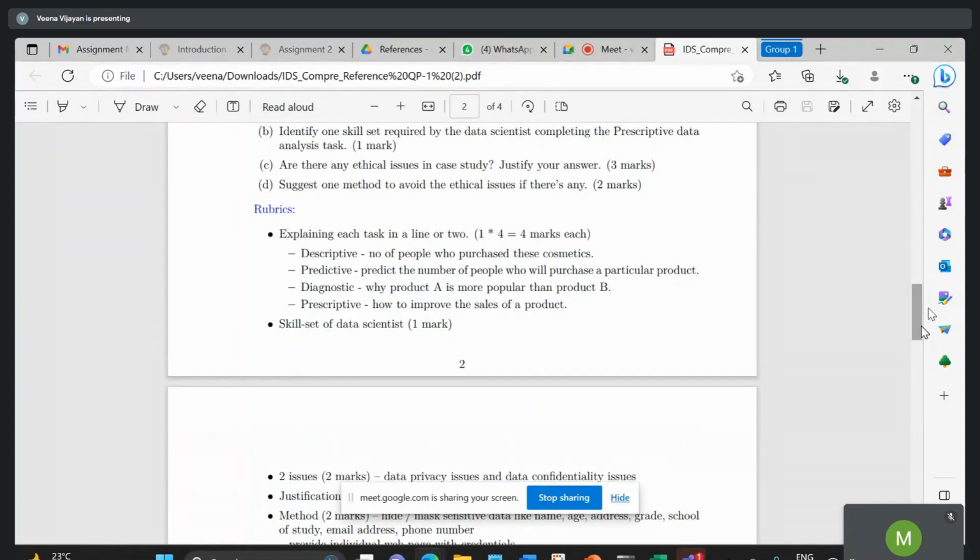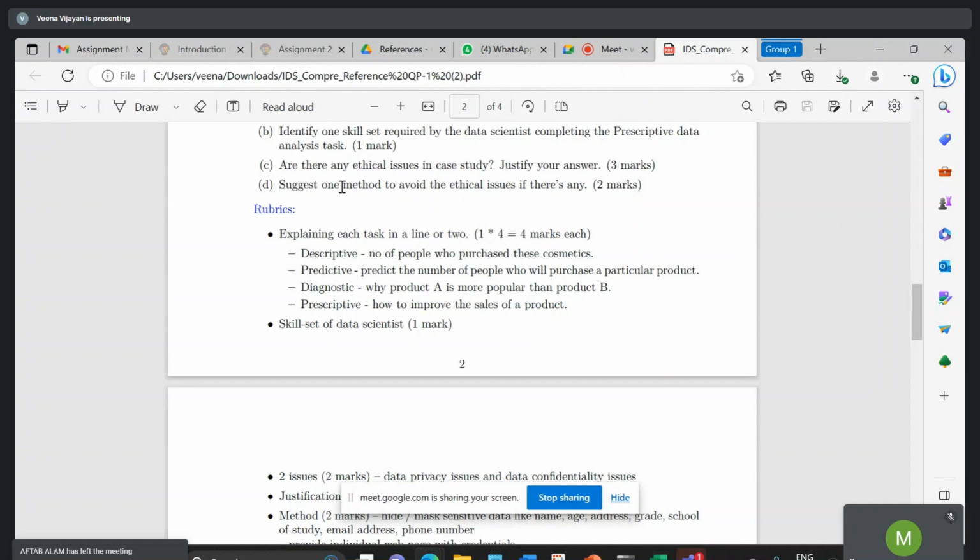Moving to the next one. Are there any ethical issues in the case study? Justify your answer. So data privacy is one. Privacy and confidentiality. Data privacy is a major issue, so that you can expand. So now with PIA and GDPR coming in, in cloud there are a lot of restrictions coming in.